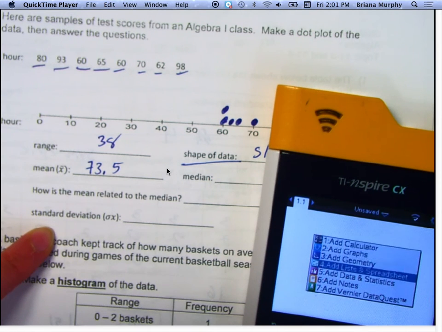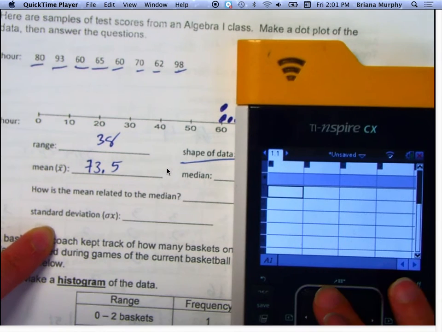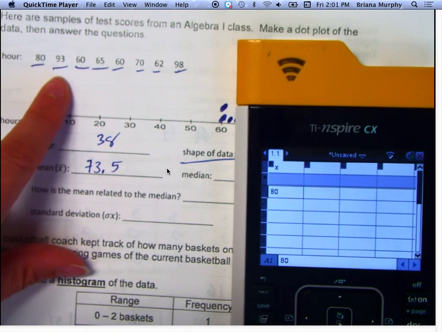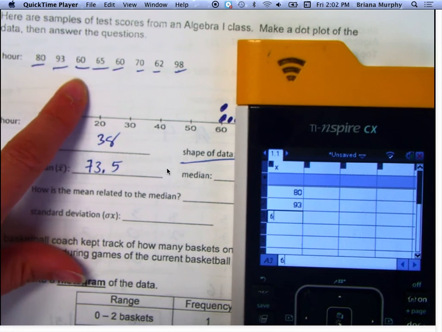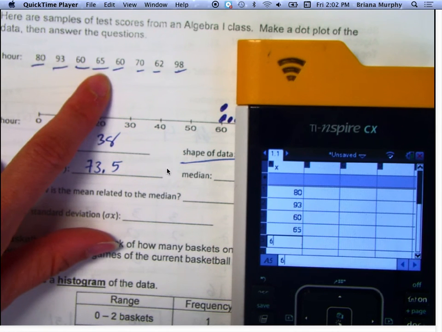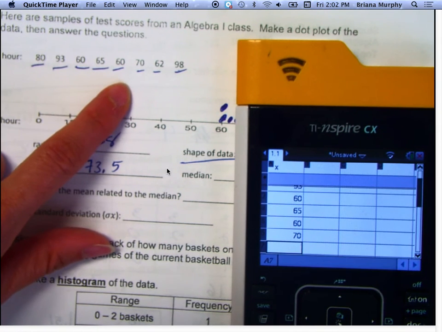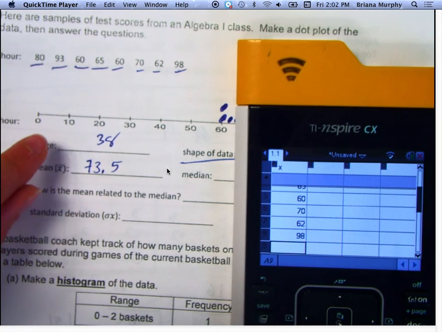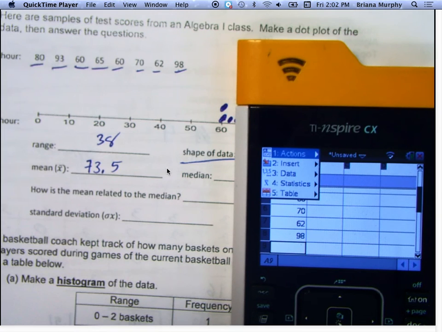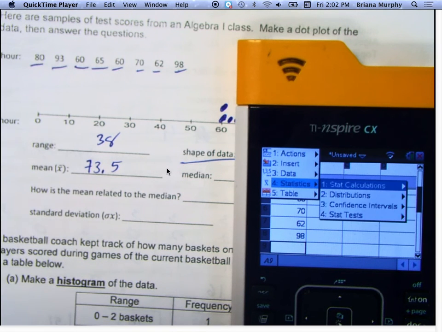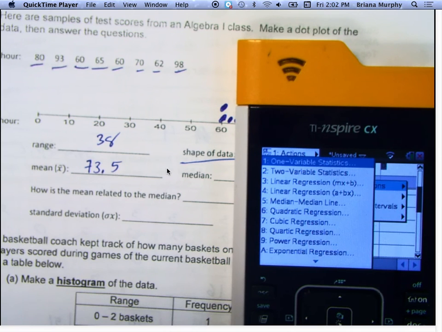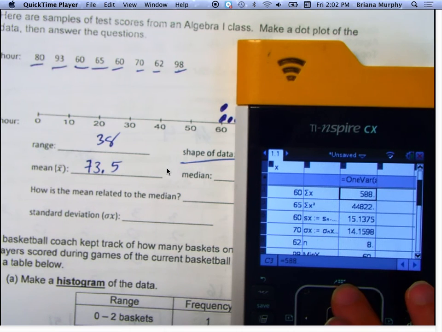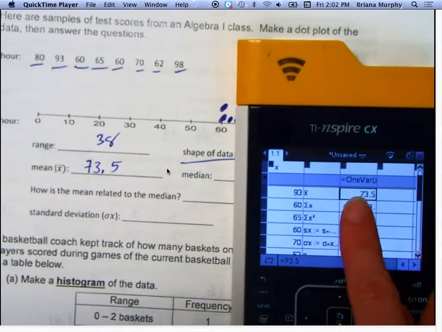Okay, I'm going to add a list again. I'm going to go up, I'm going to put an X. I'm going to go below, I'm going to put 80, 93, 60, 65, 60, 70, 62, 98. Make sure I hit enter. Then I'm going to hit menu. Then what? And I'm going to look for my mean, which is right there, 73.5.